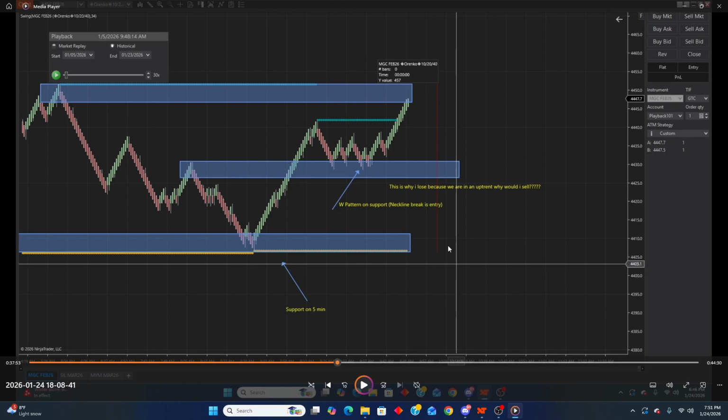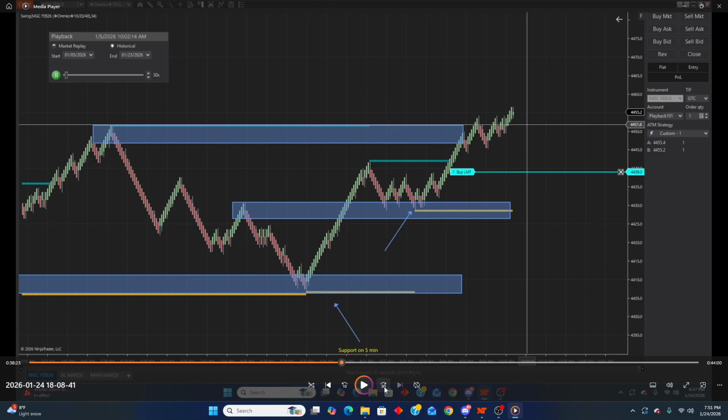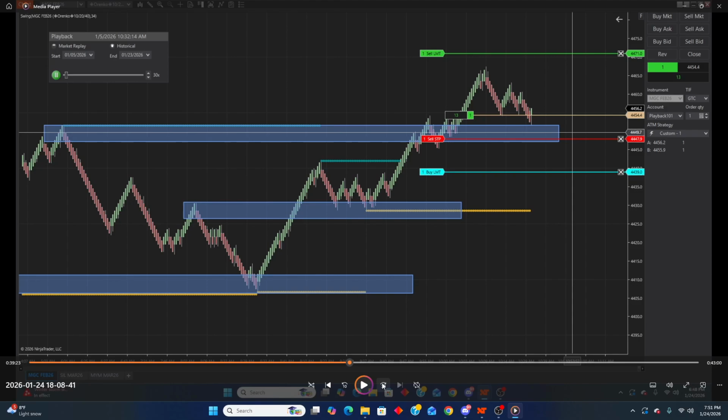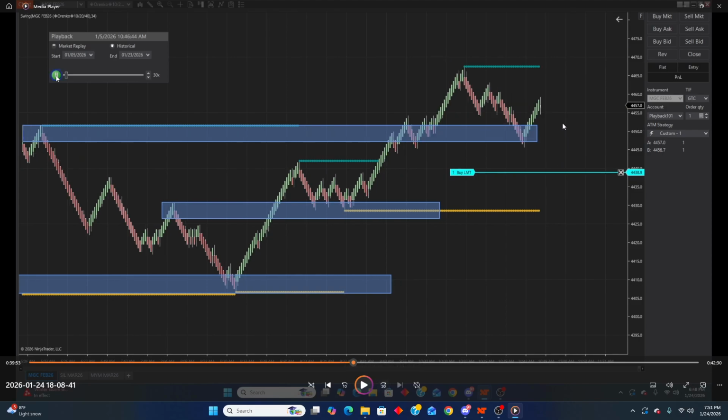Why would I sell in an uptrend? This is why I lose a lot of my profits doing dumb things. And then to be even worse, a W here. I just should have waited. I lost my trade. Neckline retest, and then look, it flew even more. This was not coming back. And then I started ranging, wiggled me out.